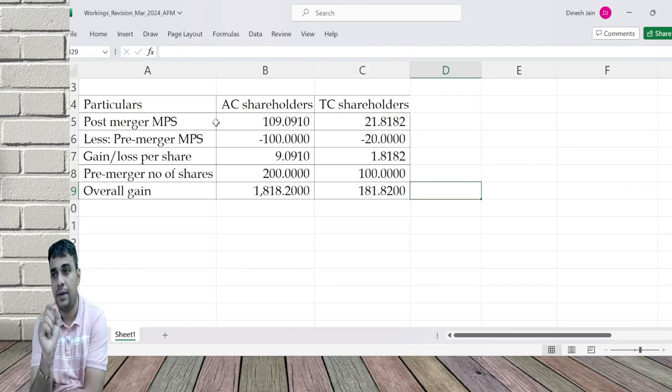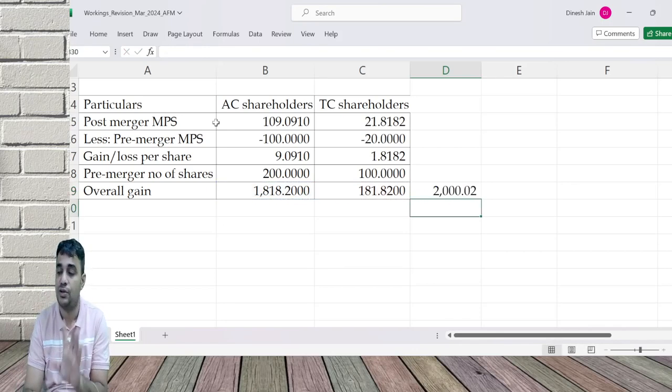You will have to multiply with pre-merger number of shares because we have used the word equivalent. We have used the equivalent MPS. So equivalent means we are going back to the pre-merger date. Some students by mistake for TC have taken the post-merger number of shares. That is wrong. Now I'll show you the proof.